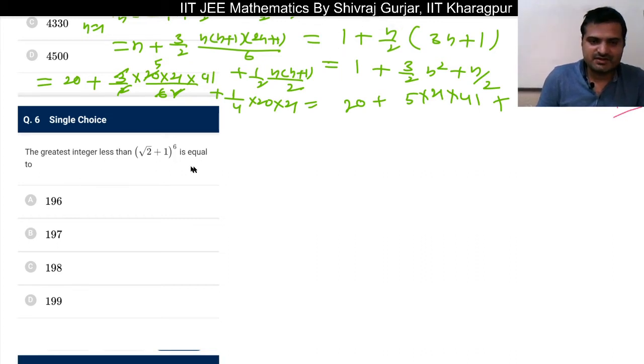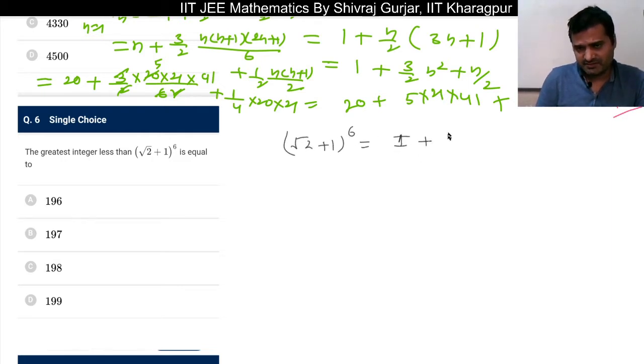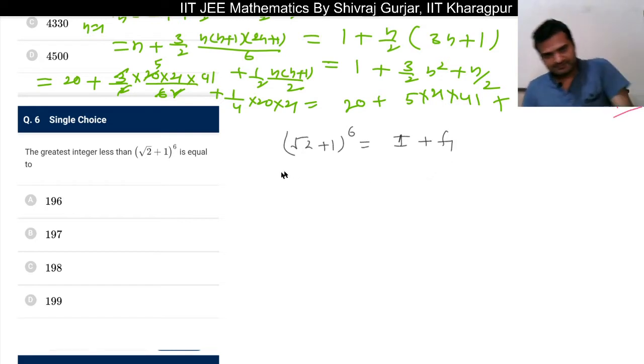The greatest integer less than (root 2 plus 1) raised to 6. So (root 2 plus 1) to the power 6, we can write that this will be an integer plus some fraction.